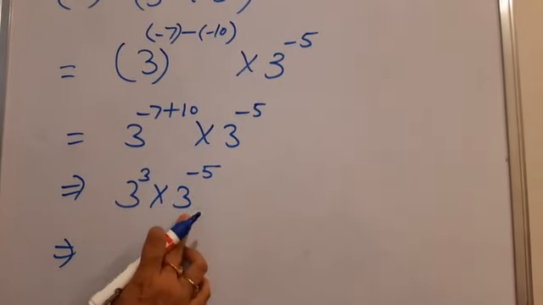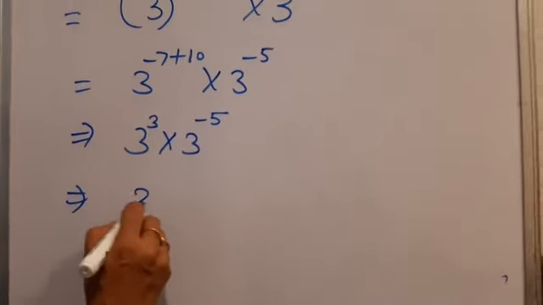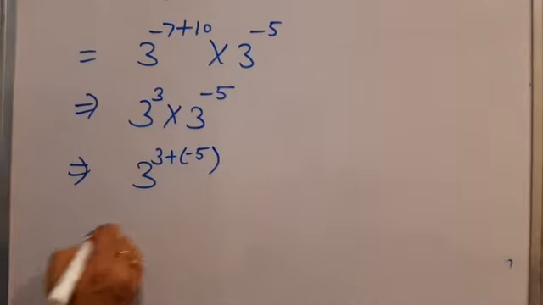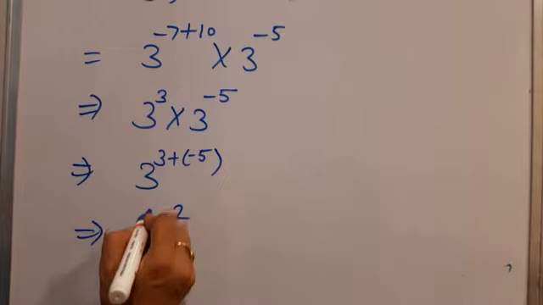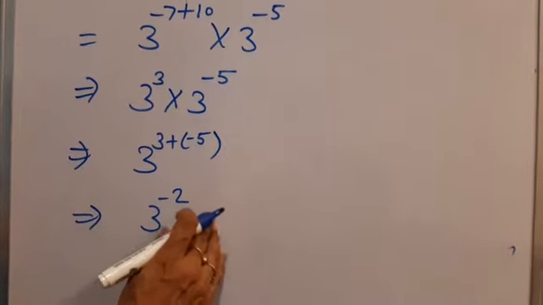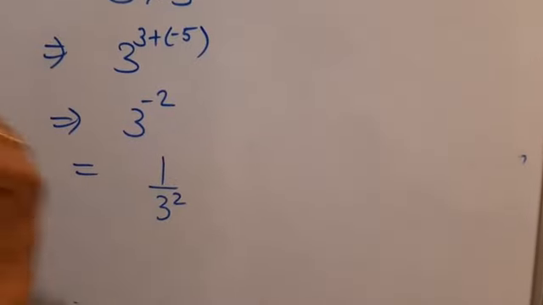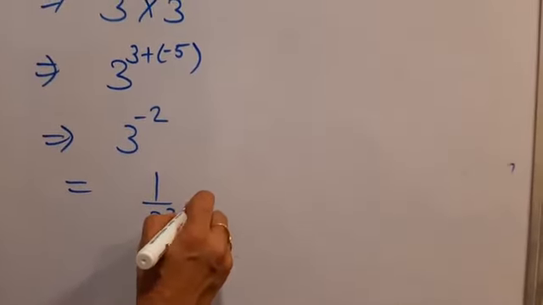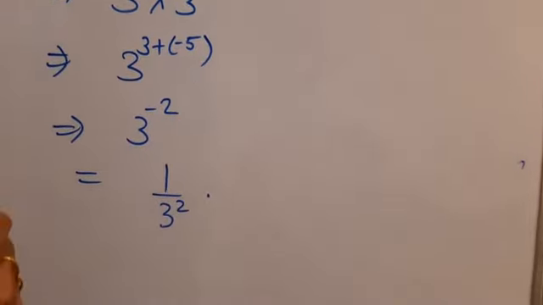Now here base are same, multiplication sign is given, so power will be added. We have to add the powers. What will be the result now? 3 minus 5 will be minus 2. To make it positive, it will become 1 by 3 square. So this is the result, because we have to give the result in the power notation with positive exponent.